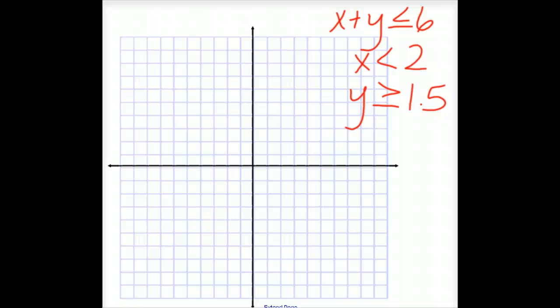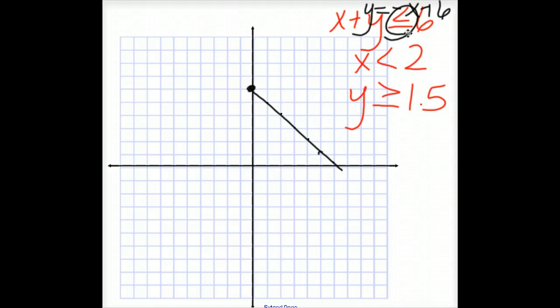I need to move x over, so this is going to be y equals negative x plus 6. 1, 2, 3, 4, 5, 6. Slope of negative 1. Because we're talking about time, I'm going to focus my graph just in the first quadrant. It's a solid line because I have a less than or equal to symbol.